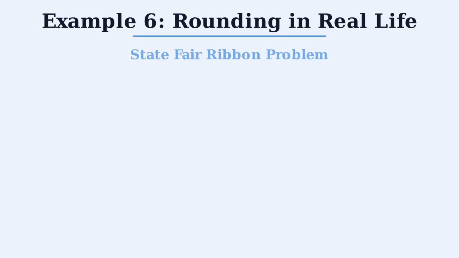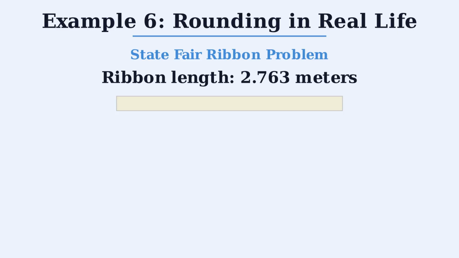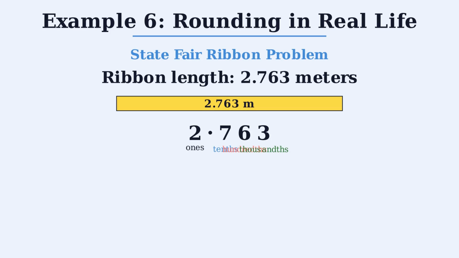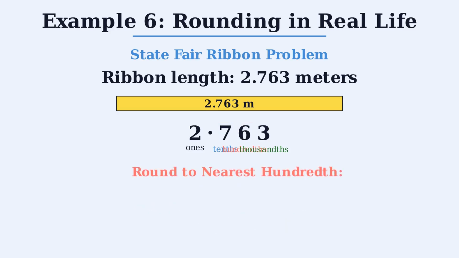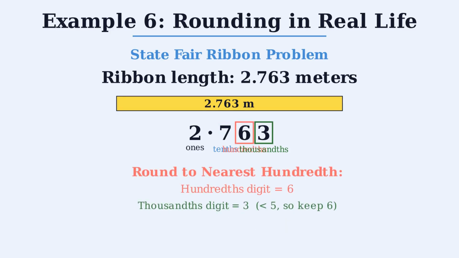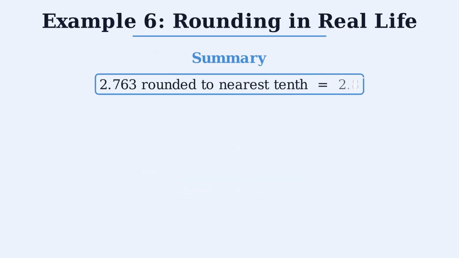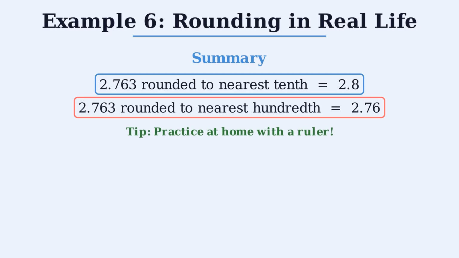Let's do one more real-life problem. At the state fair, you measure a ribbon that is 2.763 meters long. Round to the nearest tenth and nearest hundredth. For the nearest tenth, the tenths digit is 7, the hundredths digit is 6. That's 5 or more, so round up to 2.8. For the nearest hundredth, the hundredths digit is 6, the thousandths digit is 3. That's 4 or less, so keep it as 6. The answer is 2.76. Let's see that step by step. Parents, this is a great one to practice together at home with a ruler.